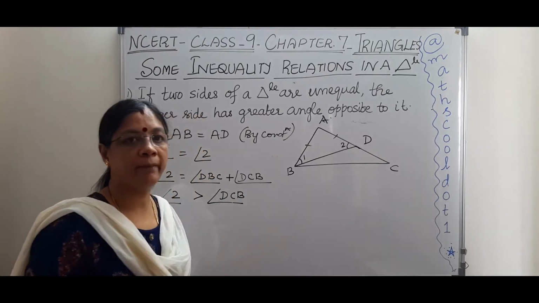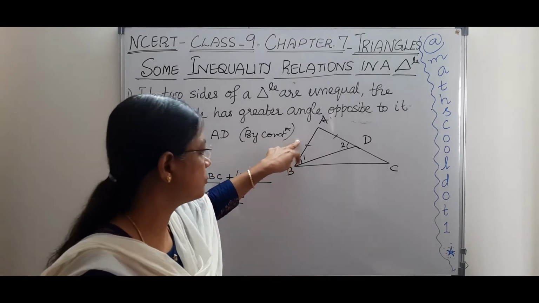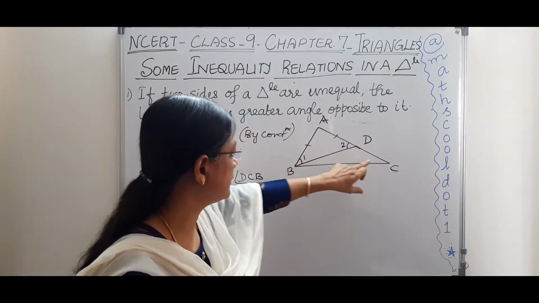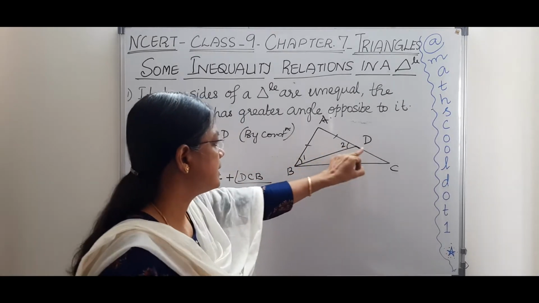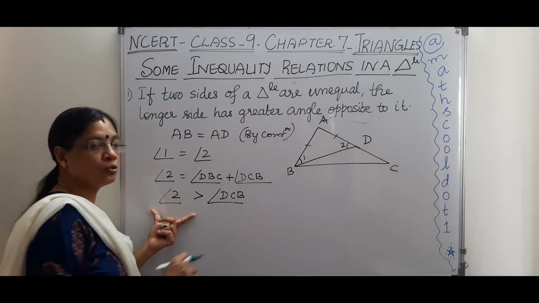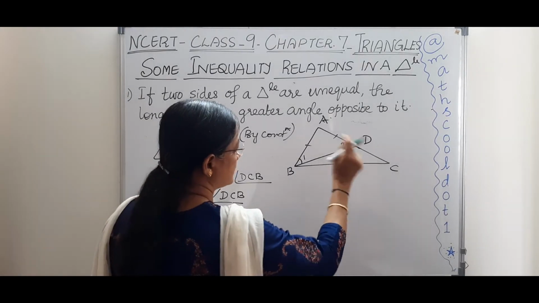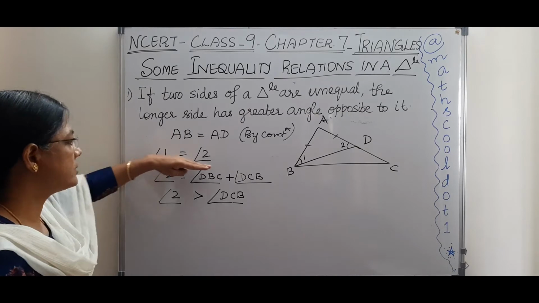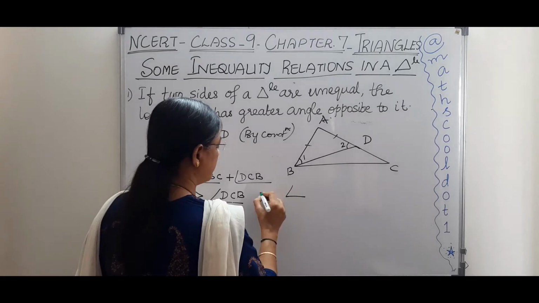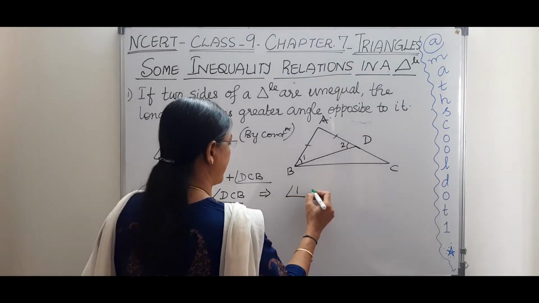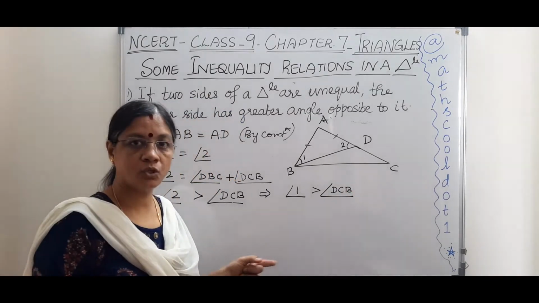Why am I concerned with angle DCB? Because the side opposite to it is shorter. That is what we are trying to prove. The angle C is opposite to the side which is shorter here. So angle 2 is greater than angle DCB. Now we already know that 1 is equal to 2, so instead of 2, I write angle 1. So angle 1 is greater than DCB. Is this true? Yes.